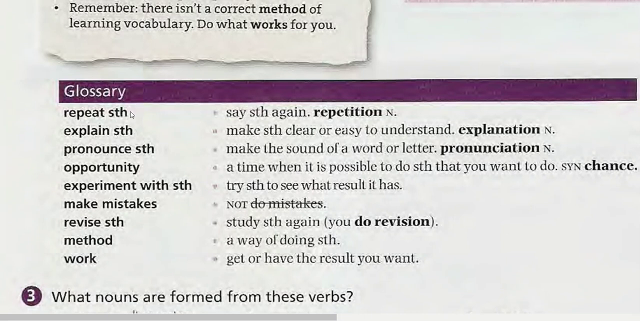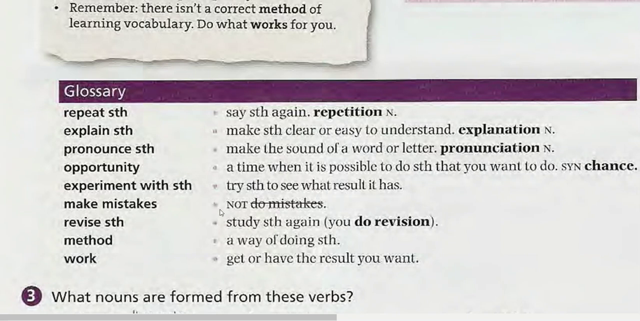Part B glossary. Repeat something: say something again. Repetition, noun. Explain something: make something clear or easy to understand. Explanation. Pronounce something: make the sound of a word or letter. Pronunciation, noun. Opportunity: a time when it is possible to do something that you want to do. Synonym: chance. Experiment with something: try something to see what result it has.